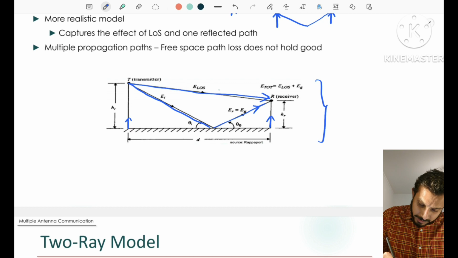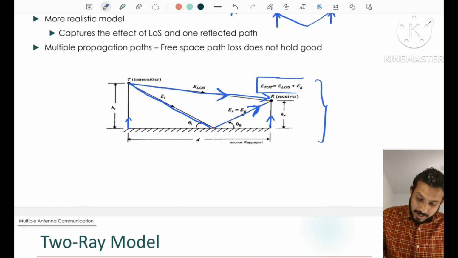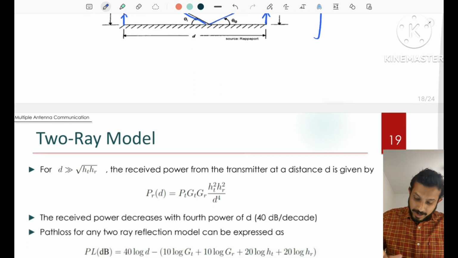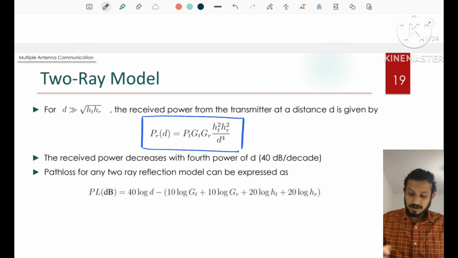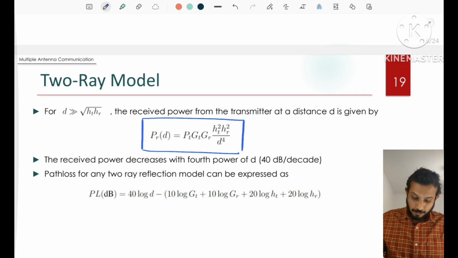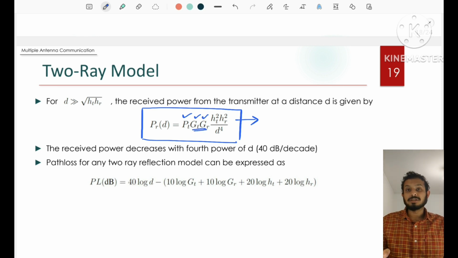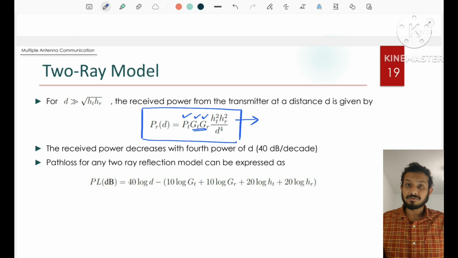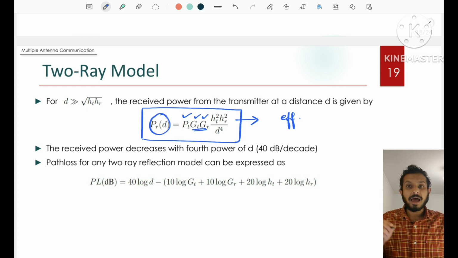So we can get the electric field across the line of sight ray. We can get the electric field across the reflected ray. Then at the receiver, we take the vectorial addition of these two rays. And what we end up with is that the received power is equal to Pt Gt Gr ht square hr square upon d to the power 4. So this shows that it not only depends upon the transmit power or the antenna power gains, but also captures the height of the transmitting and the receiving antenna. So it also captures the effect of how the received power varies with the height of the transmitter and the height of the receiver.